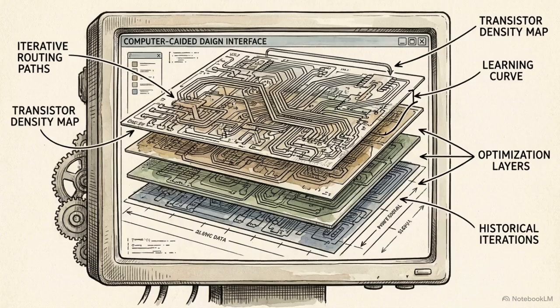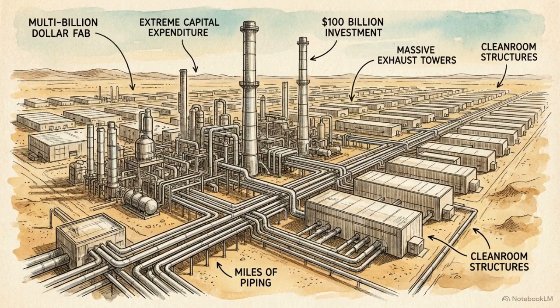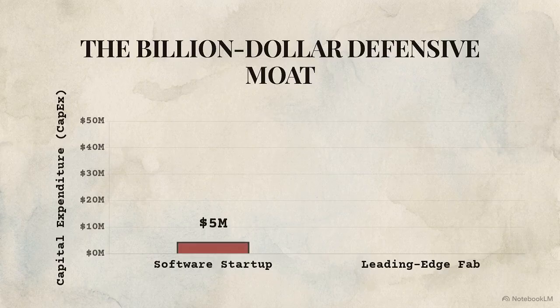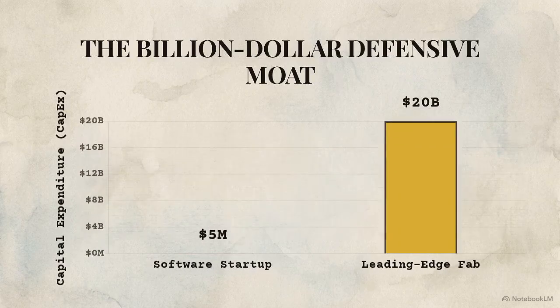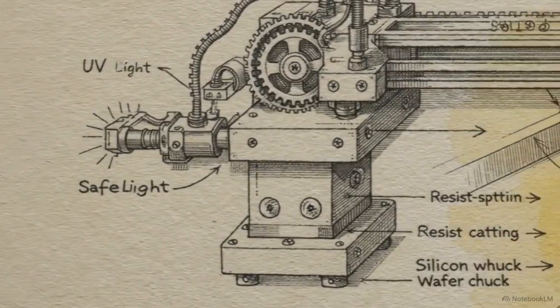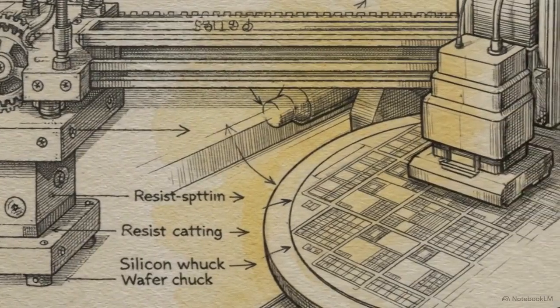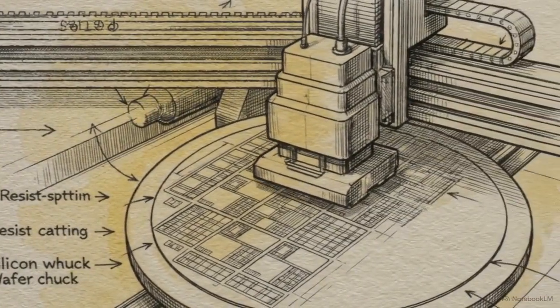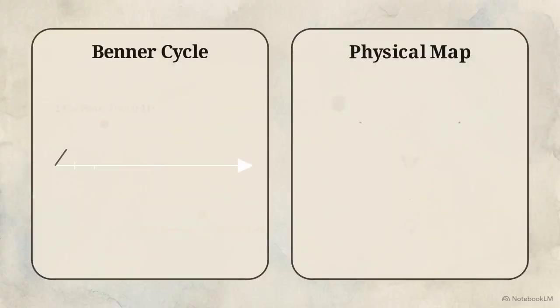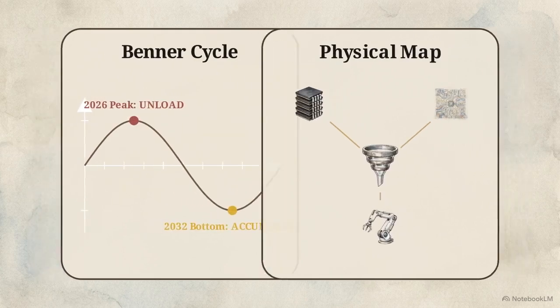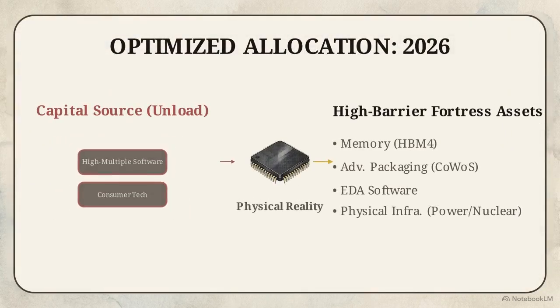Replicating the decades of learning curves built into EDA algorithms or the capital expenditures of a leading-edge fabrication plant is nearly impossible for a new entrant. This complexity acts as a permanent defensive moat. The physics of semiconductor manufacturing directly alter the expected behavior of the 2026 market peak, overriding cyclical sentiment. Applying these dual frameworks gives institutional investors a precise mechanism for modern asset allocation.